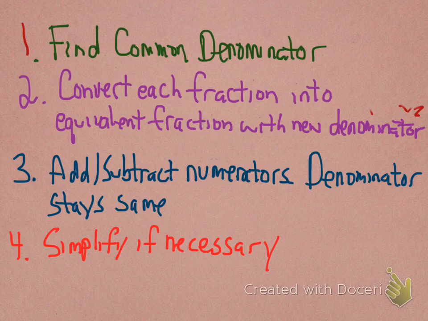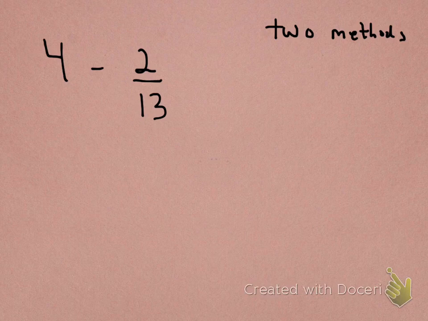Here are the steps that should be in your notes that we just did a few times. So take a moment to write them if you didn't get them the first time. And here is just one last thing you might see. We have a whole number minus a fraction. 2 methods for this one as well.